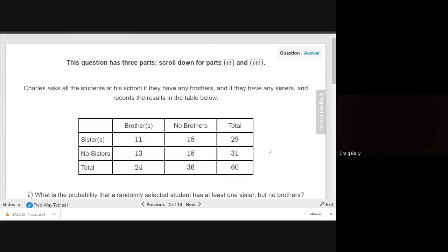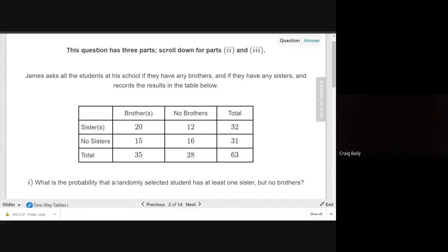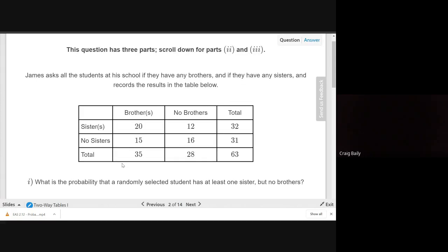Let's try one more together, okay? What's the probability that a randomly selected student has at least one sister, but no brothers? Well, again, randomly selected student means the denominator is going to be everybody. So the denominator of this probability fraction is going to be 63. And then we see what intersection of these rows and columns is at least one sister, but no brothers. So at least one sister is this row, and at least one sister but no brothers, that's 12 of us. So 12 over 63 is the answer to part 1.